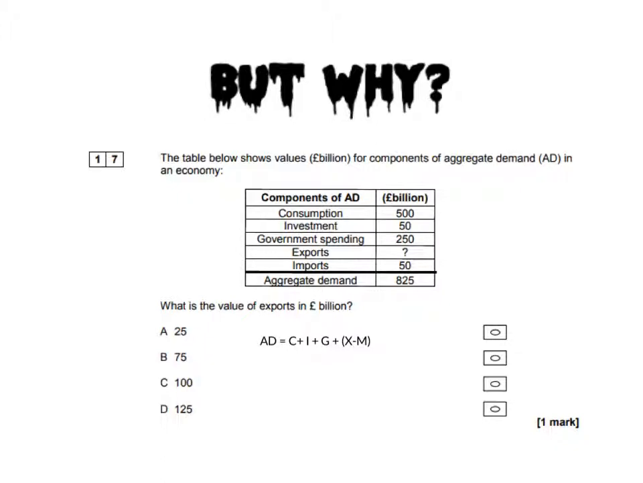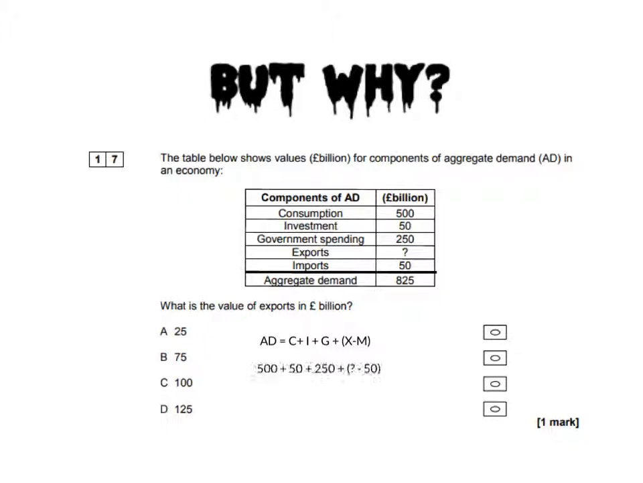But what many of my students were just doing then was simply doing 500 plus 50 plus 250, which was getting them 800, and then they were doing the 825 minus the 800, which left them with 25, and then they were just putting the answer as A, which is not the case, because the question is not asking what the balance of payments is, the question is asking in terms of what are exports.